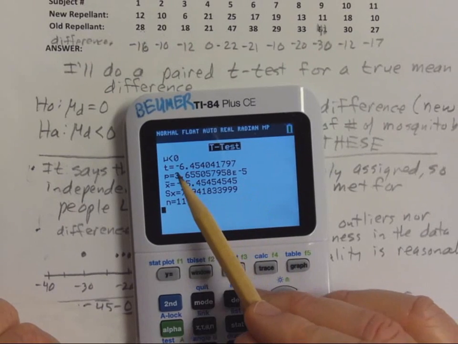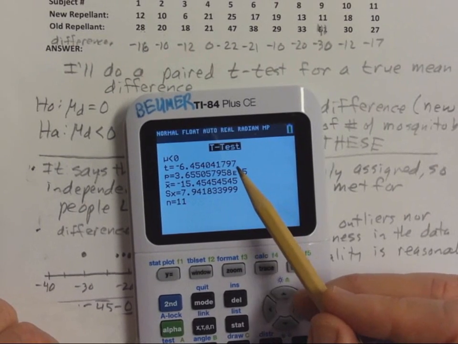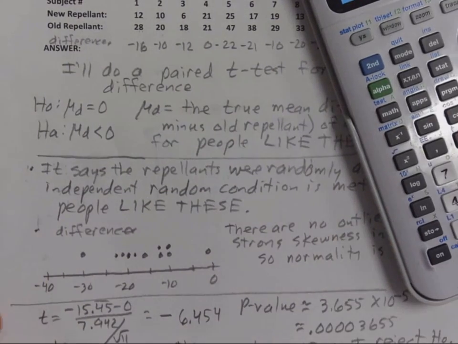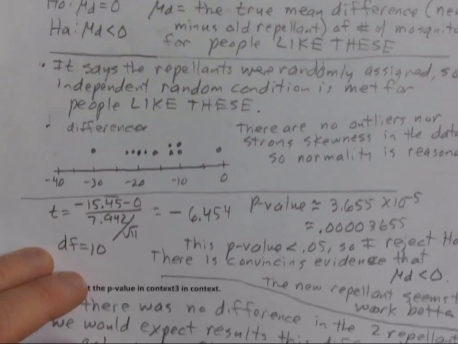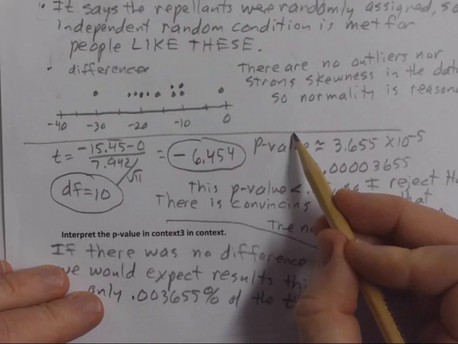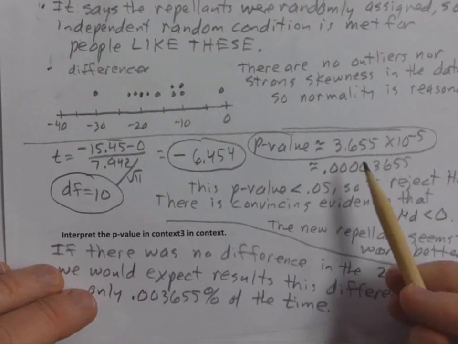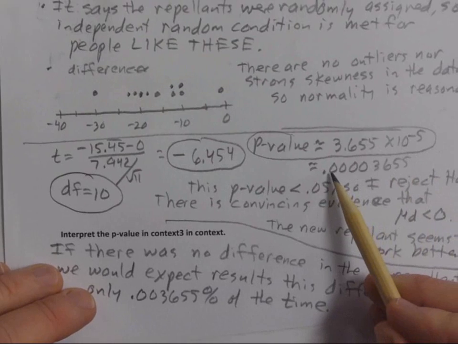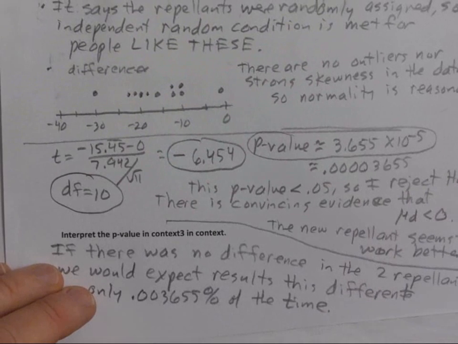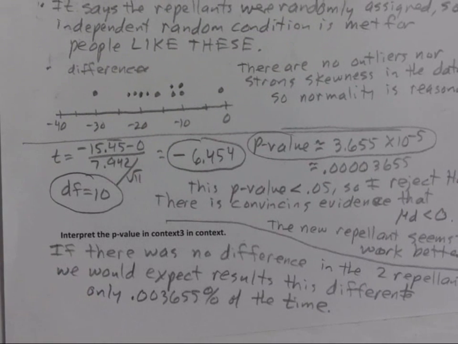That's a very small p-value. It's a very big t-score. In essence, the difference between our sample mean and 0 is about 6.5 standard errors. So that is really very different. Make sure and write down these three numbers: the degrees of freedom, your test statistic, and your p-value. That p-value is 0.00004, zeros, and 3.655, a very small p-value. Any reasonable value of alpha, you'd reject it.